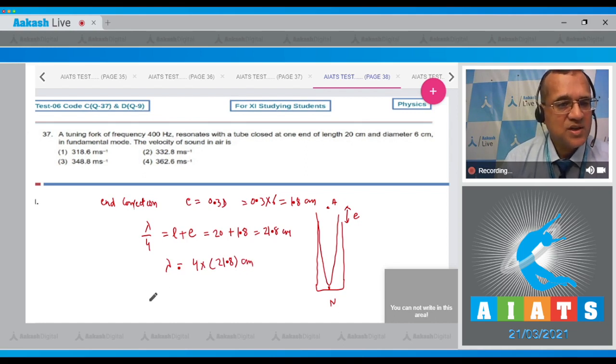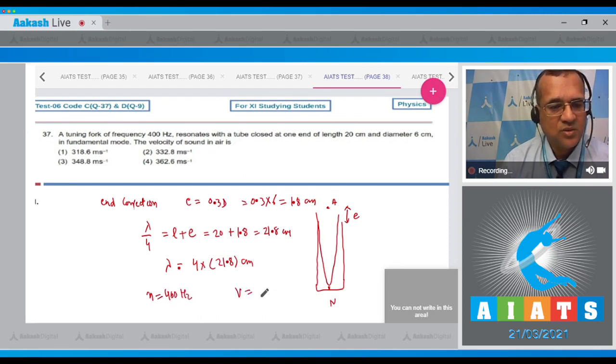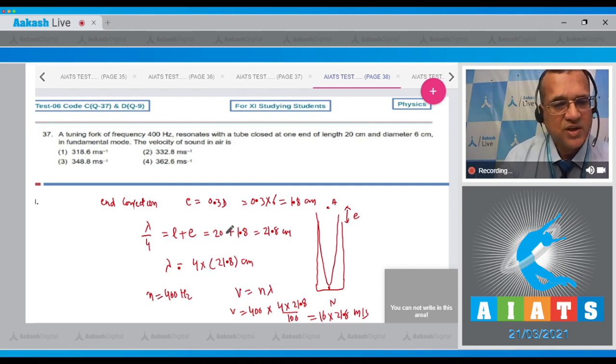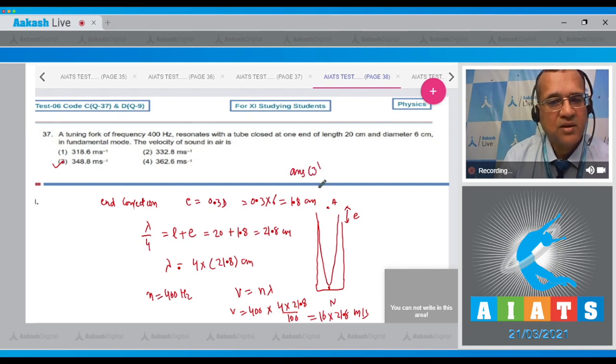Now the frequency of the fork is given as 400 Hz. Then V is equal to N into lambda. So V is equal to 400 times lambda, which is 4 into 21.8 divided by 100. Cancel with 4, so 16 into 21.8 meters per second, which is equal to 348.8 meters per second. So the correct option is option number 3.